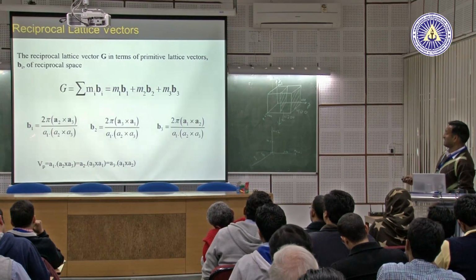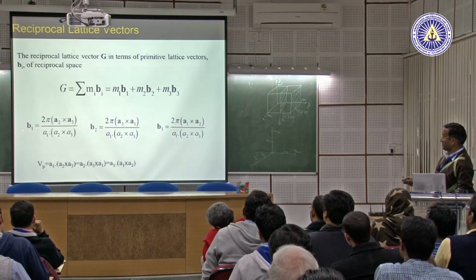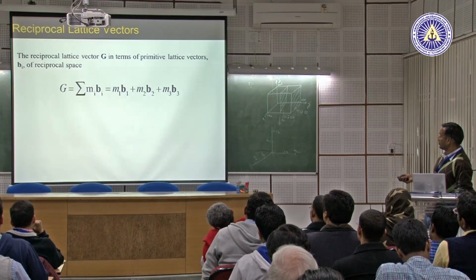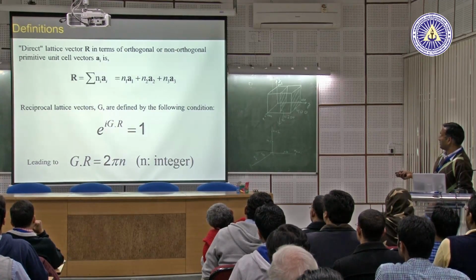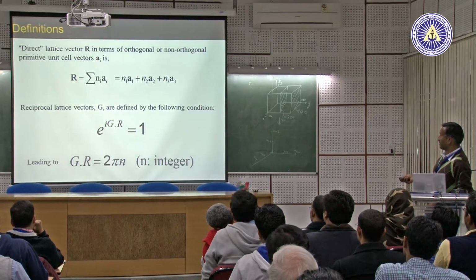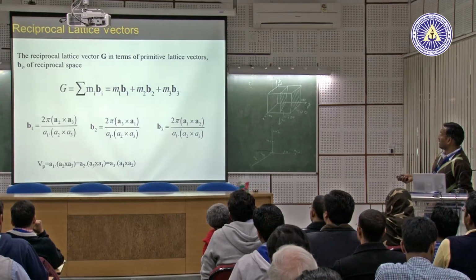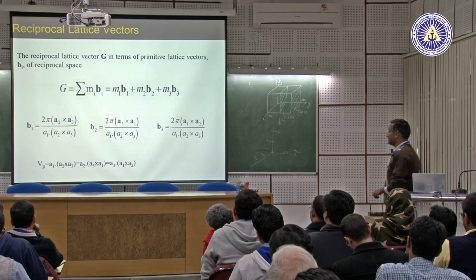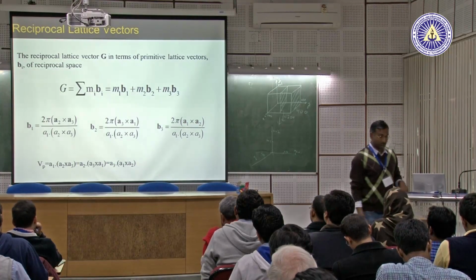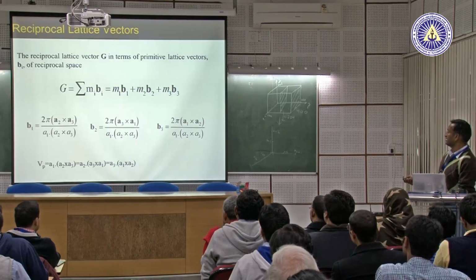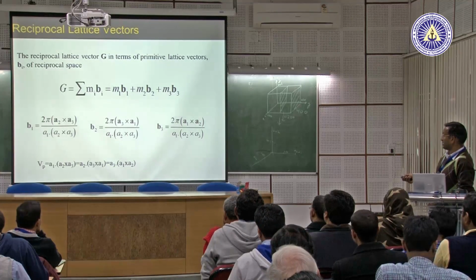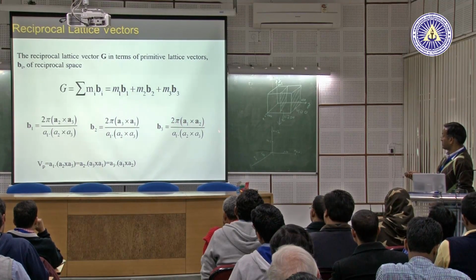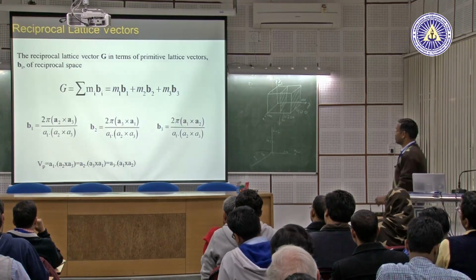And I define this b1 and b2 as here. So you can see that 2 pi has appeared here. If I didn't take the 2 pi here, then 2 pi would not appear there. So this b1 would be equal to 2 pi into a2 cross a3 divided by a1 dot a2 cross a3, and b2 would be 2 pi a3 cross a1 divided by a1 dot a2 cross a3, and b3 would be 2 pi a1 cross a2 divided by a1 dot a2 cross a3.